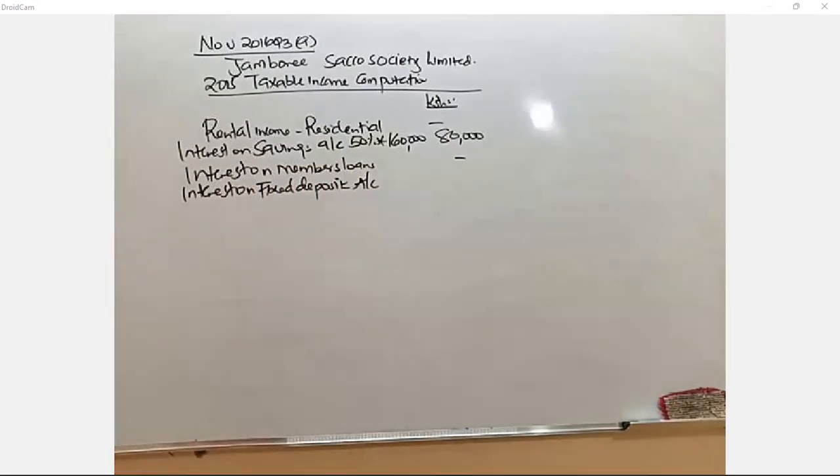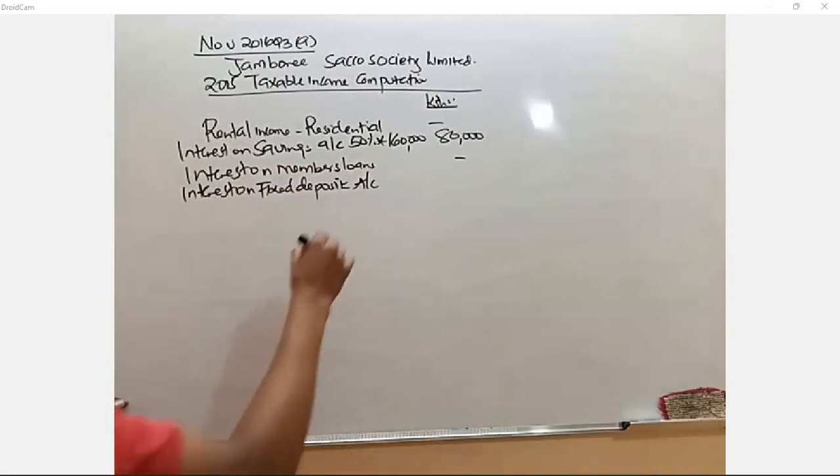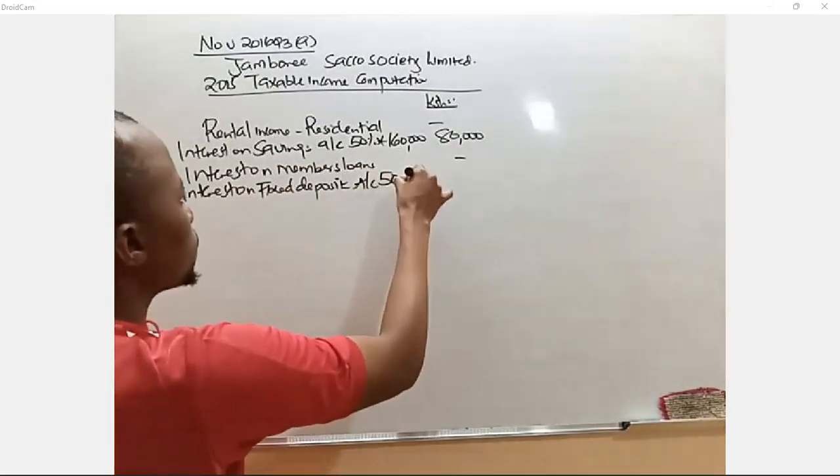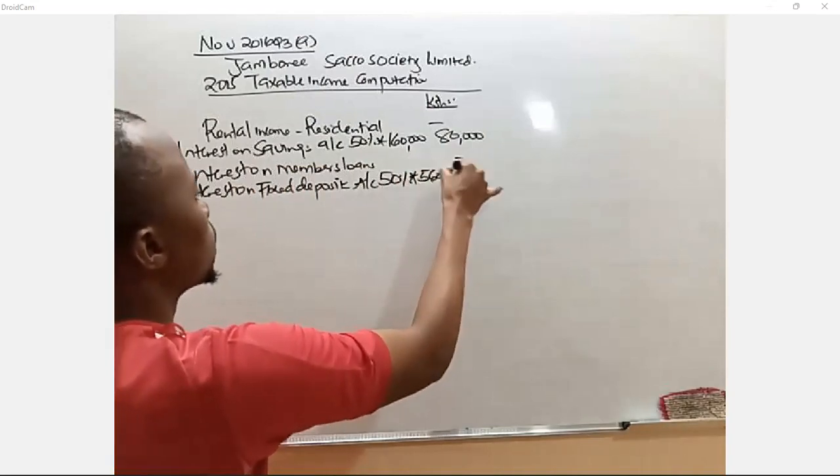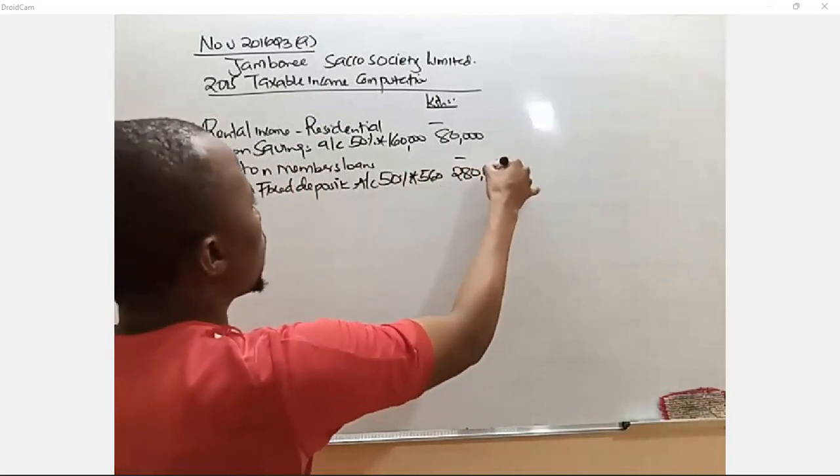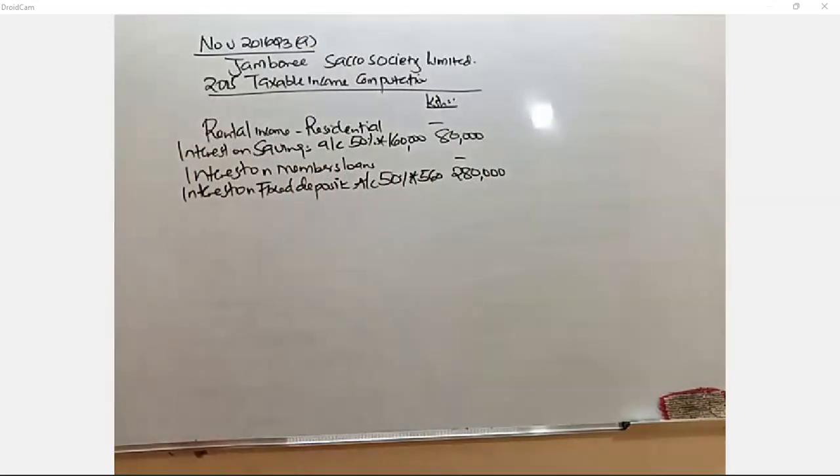Interest on fixed deposit accounts. How much do we have? We are being given 560. You just take 50%. Getting around 280,000. Getting to 80,000. The other one would be the interest on treasury bills.